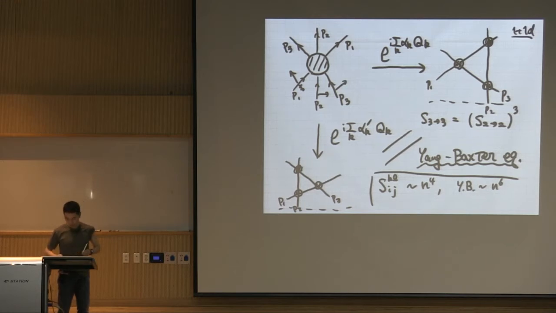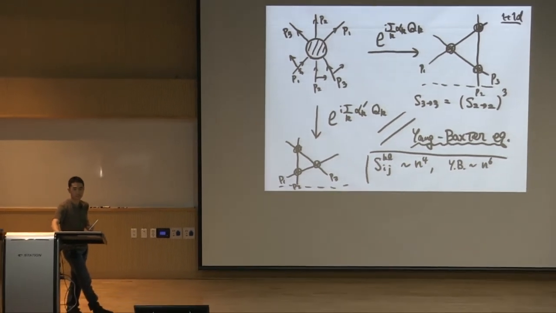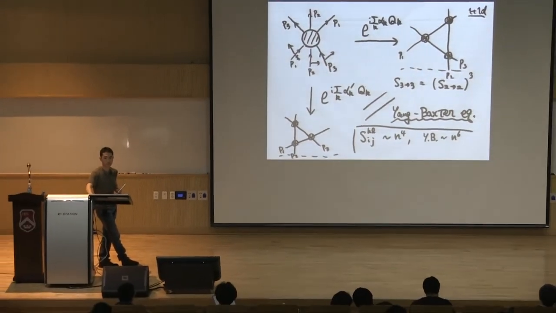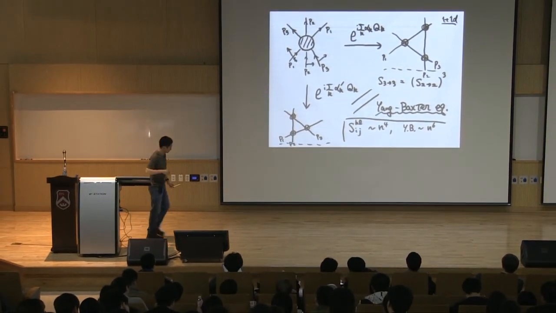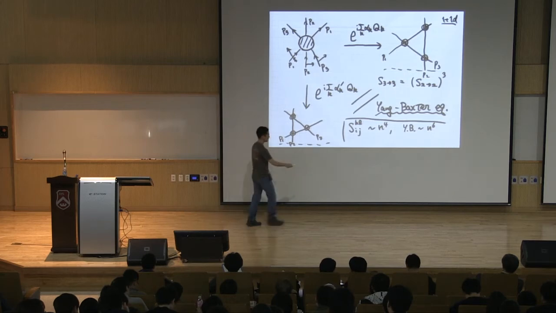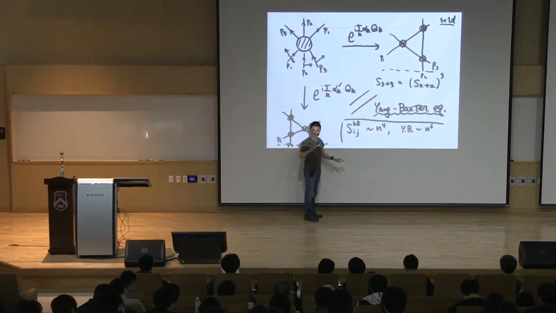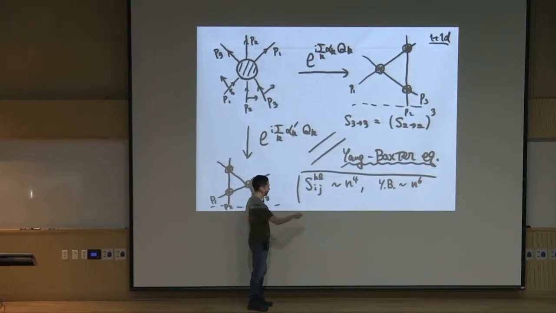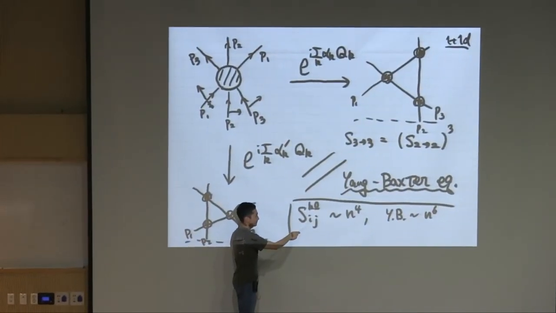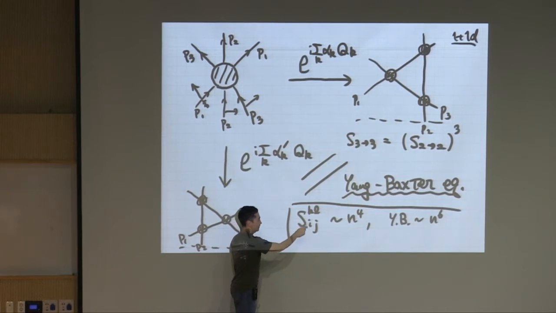But before moving on to that topic, are there any questions so far? Yes. What is the counting of n to the power 4? Well, do you agree that there are 4 indices if you consider 2 to 2 scattering? Then each index runs from 1 to n, and so you have n times n times n times n.